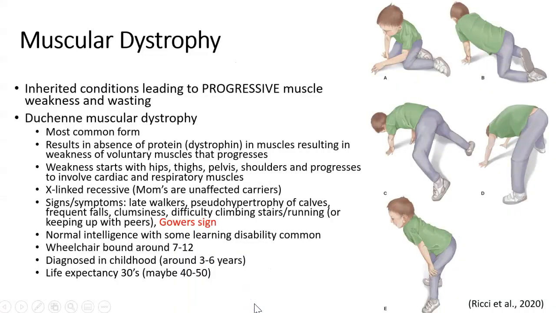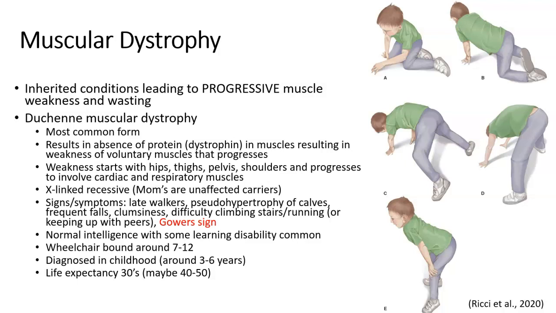The next genetic condition we will discuss is muscular dystrophy. This is an inherited condition that leads to progressive muscle weakness and wasting, and progressive is a very important part to remember. Duchenne muscular dystrophy is the most common form, but there are several other types. We will focus on Duchenne muscular dystrophy for our class, but you can review the other types in your textbook if you're interested.